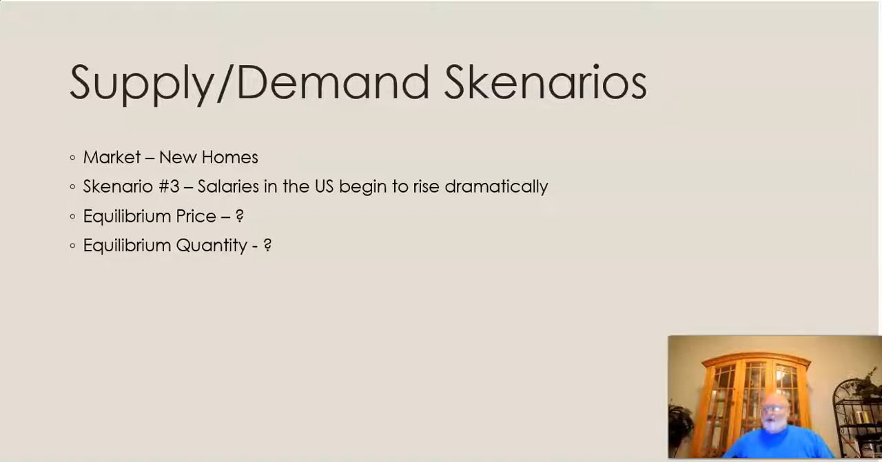So this is the market for new homes. This should be intuitive here for you. I got to quit saying that word. If people all of a sudden have a lot more money, they're more likely to want a new home, so the demand for new homes is going to go up. So D1 is going to shift to the right to D2, and that's going to cause the equilibrium price to go up and the equilibrium quantity to go up.